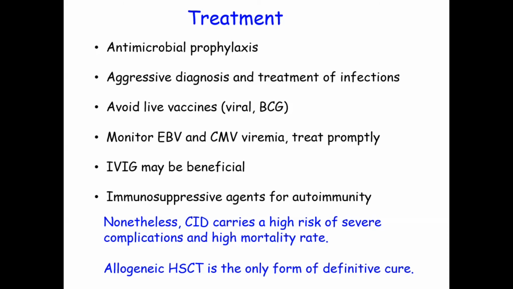And because of the susceptibility to viral infections, in particular to chronic herpes virus infections that these patients have, you need to monitor regularly their level in blood of EBV and CMV, and if you do see a raise in the level of the virus in the blood, you need to treat these viremias promptly. Immunoglobulins can be beneficial. In fact, they are in a majority of the patients with combined immunodeficiencies. But don't be surprised, these patients may also be proposed to be treated with immunosuppressive agents because of their immune dysregulation. Nonetheless, in spite of all of these, this group of disorders still carries a high risk of severe complications, high mortality rate. I mentioned also the malignancies.